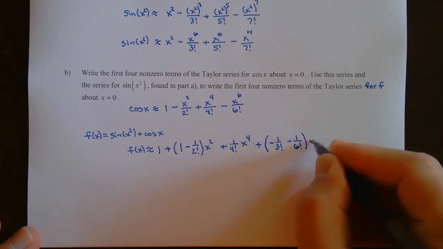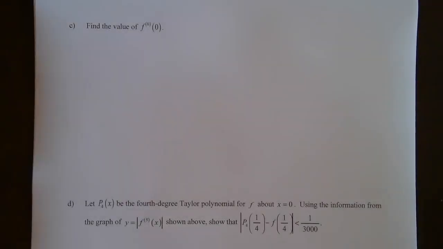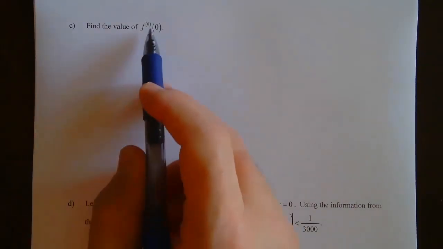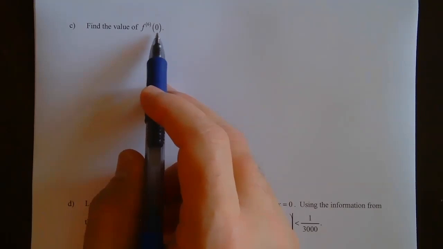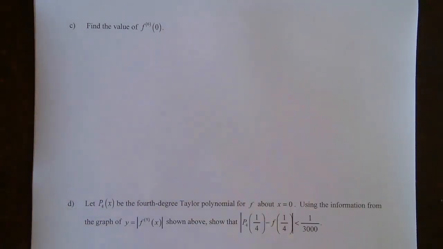And then times that by x to the 6th power. So this would give you the first 4 non-zero terms for f of x. All right, for part C on this problem, we want to find the value of the 6th derivative at 0, okay? So they don't expect you to go through and do all the derivatives, okay?